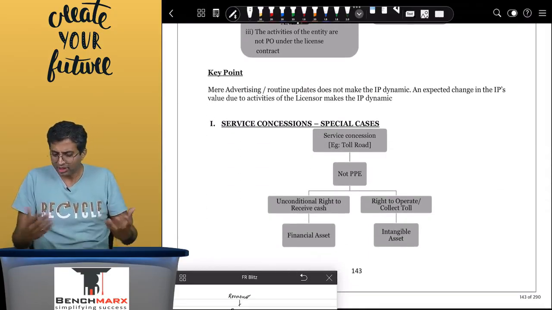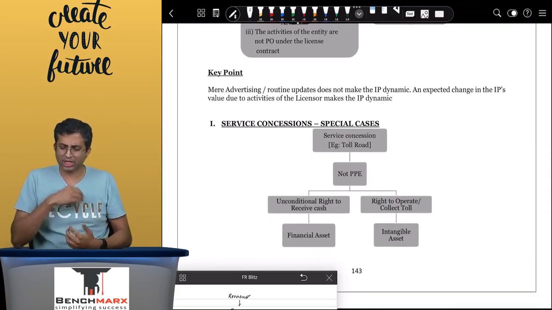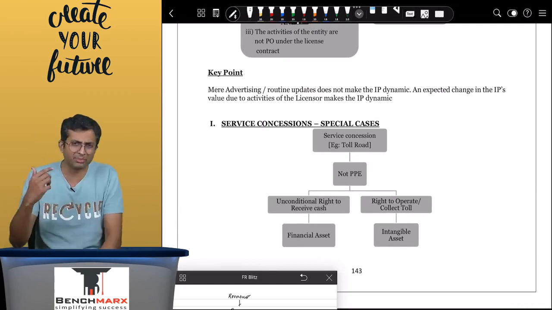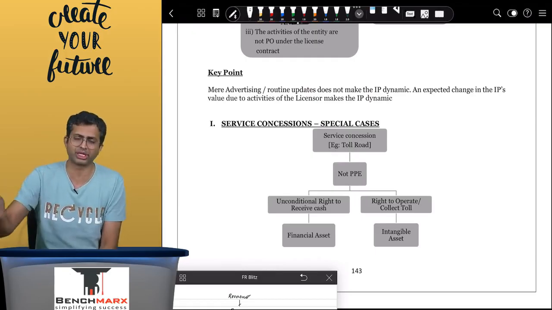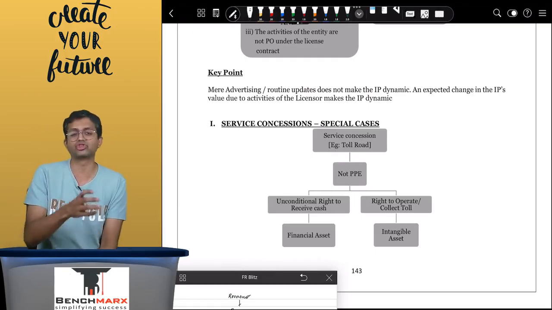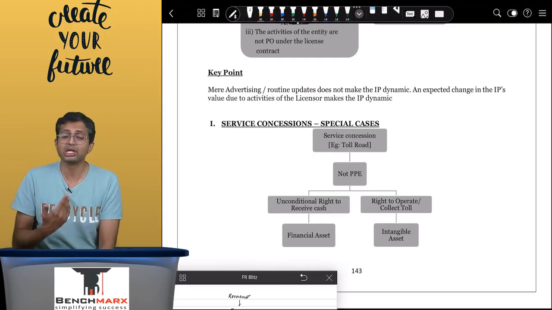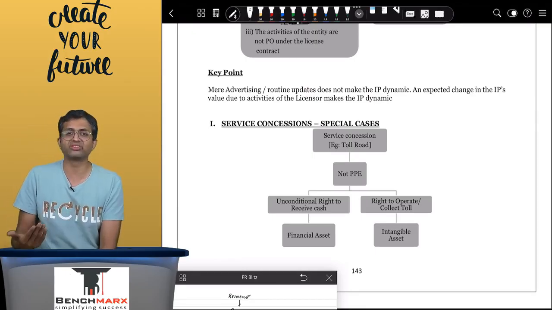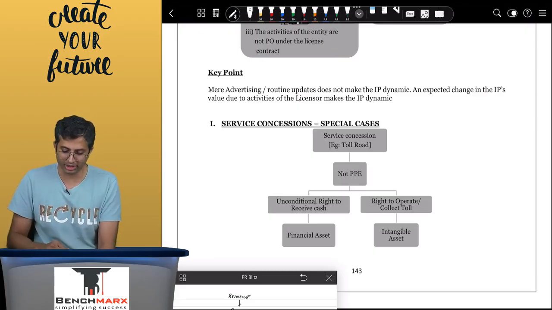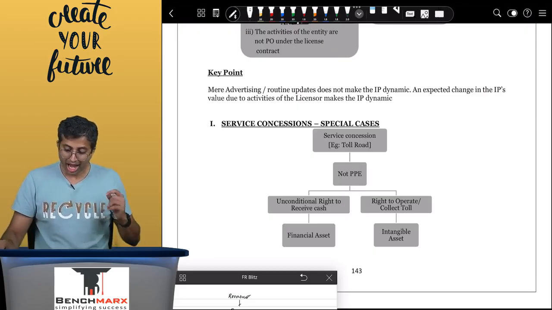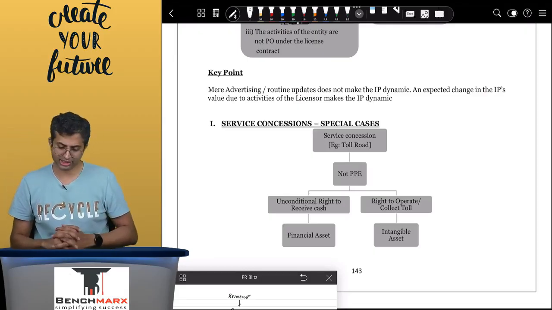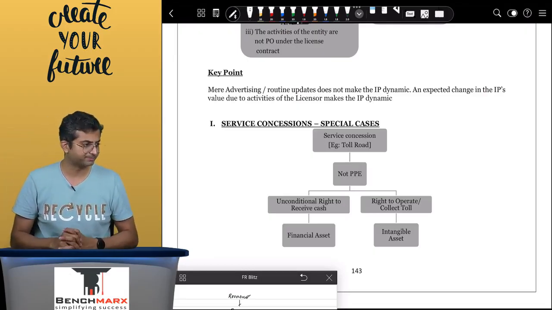Okay, there's a key point over here to remember: mere advertising or giving routine updates does not make the IP dynamic. Remember, updates in all likelihood are separate performance obligations from the software itself, and mere advertising does not change the functionality of the intellectual property, and hence we cannot say that the IP is dynamic because you're going to do advertising. An expected change in the IP's value due to the activities of the licensor makes the IP dynamic.